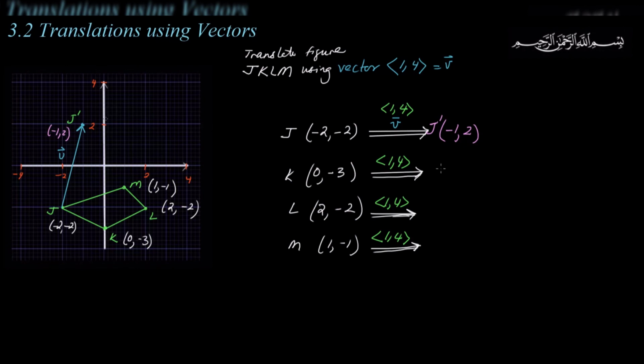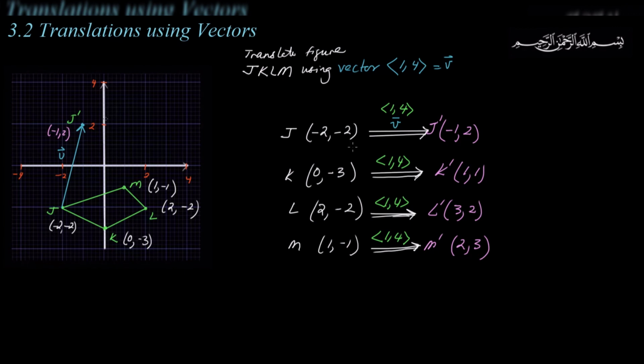So K will become K prime. If I add 1 to 0, I get 1. And I add 4 to -3, I'll get 1. And here I'll get L prime, and if I add 1 to 2, that will become 3. If I add 4 to -2, that will become 2. That's the ordered pair. And M prime is going to be 2, and add 4 to -1, that becomes 3.